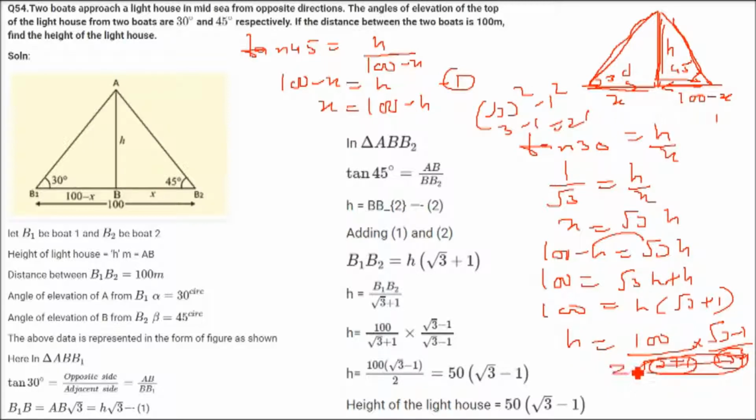So when you get this as 2, 2 into 50 is 100, so this will be 50 into (root 3 minus 1). This is your answer.